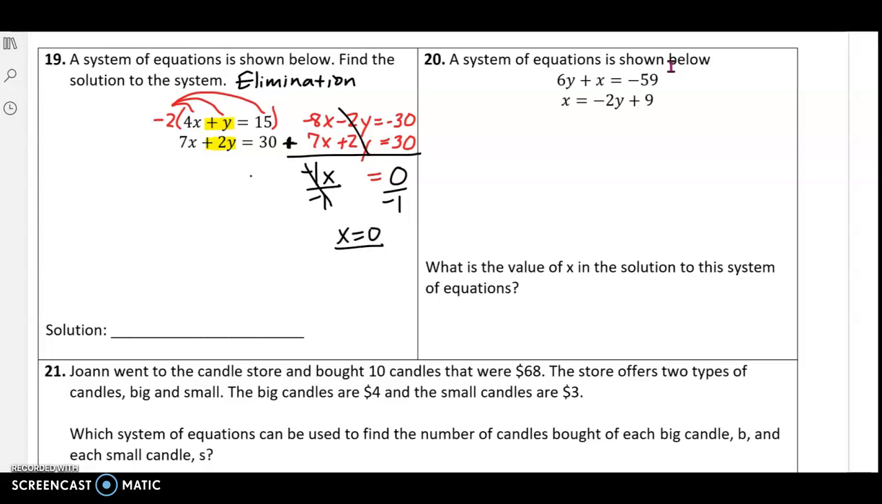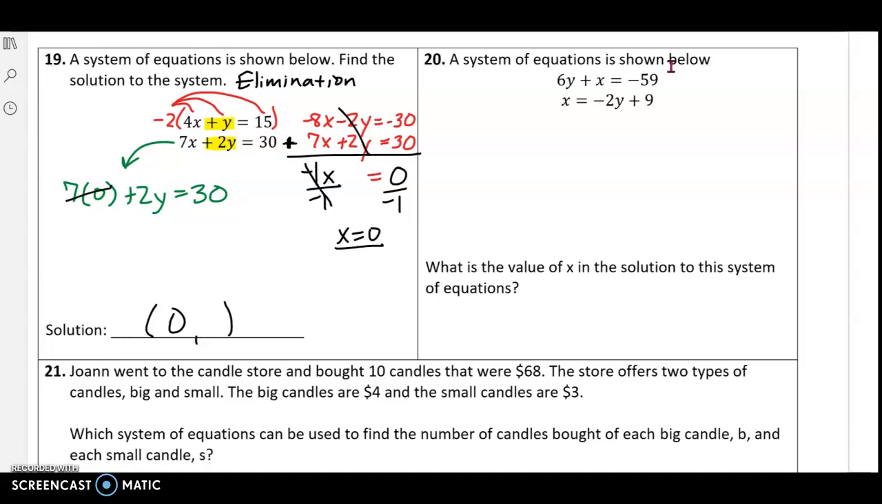So keeping in mind the solution is a point where the two lines meet, and we know that the x value of that point is 0. We don't know the y value yet. So we're going to do that now. We're going to take that second equation, 7x plus 2y equals 30. And we're replacing the x in the equation with 0 because we had just solved and found out that x was 0. So 7 times 0 is 0.